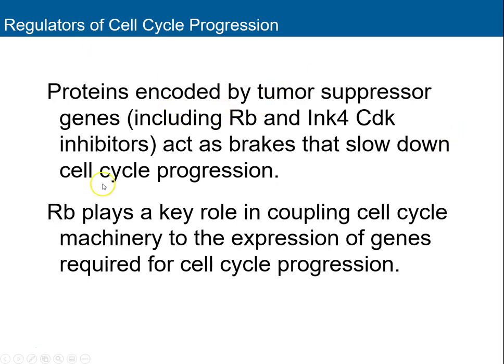Proteins encoded by tumor suppressor genes like RB, and this CDK inhibitor, act as brakes that will slow down the cell cycle. Their normal function is to slow it down. If they are mutated so that they are inactive, you won't have that slowing down, and therefore the cell cycle will be increased. RB plays a key role in coupling cell cycle machinery to the expression of genes required for cell cycle progression.